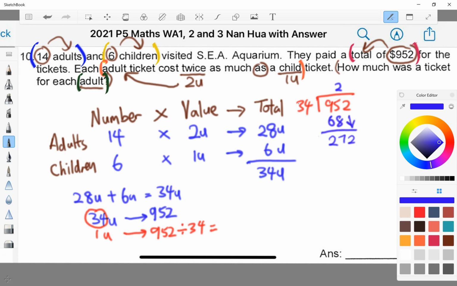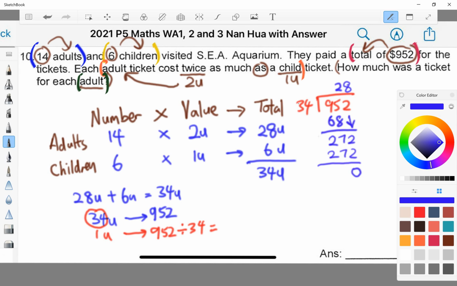If I bring down the digit 2. Then how can I do this? Okay, how can I do this? So using my estimation skills, I know that 34, very likely I got to multiply by 8. Because 8 times 30 will be 240. 8 times 4 is 32. 240 plus 32 is 272. So it should be 8. 8 times 34, 272.